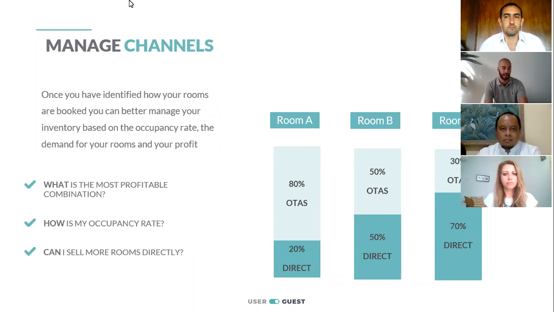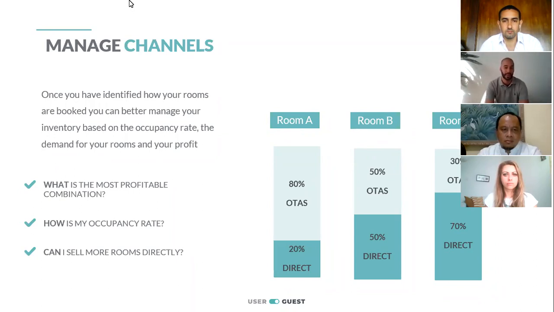So based on the specific scenarios and the previous questions we covered, you should have the right tools and answers to guide you in this part, how to better manage your channels and how to better manage your inventory. The ultimate goal, obviously, is to sell as much as possible through your direct channels, but also to keep the highest occupancy rate you can throughout the year.